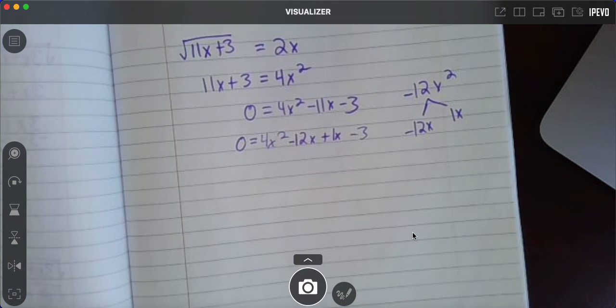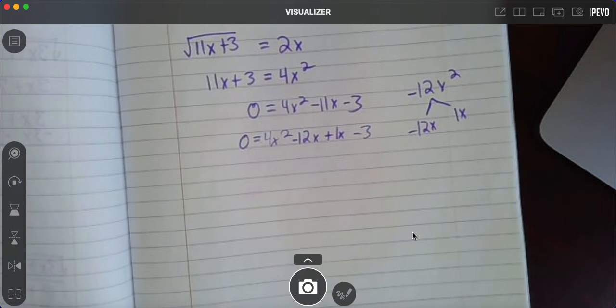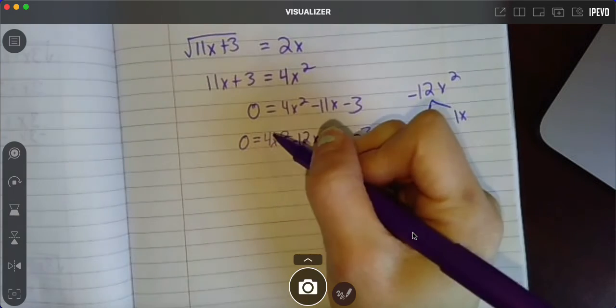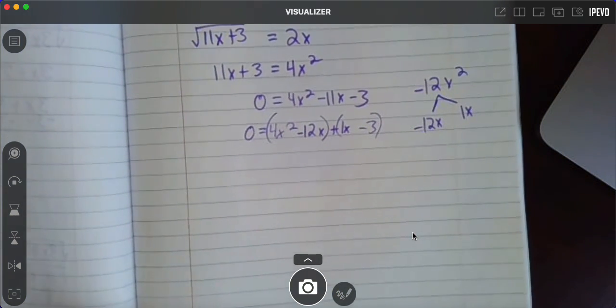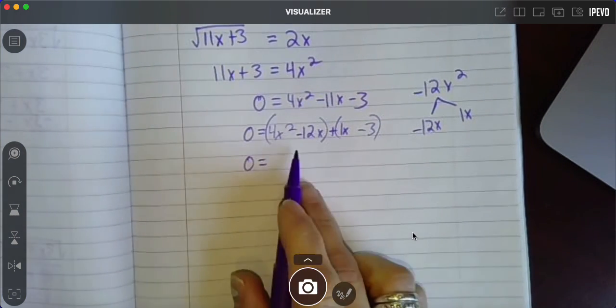I'm just putting the 1. You don't have to put the 1. Then what do I do? Do y'all remember grouping? No? Negative. We group and factor out. We just did this. What can I factor out?